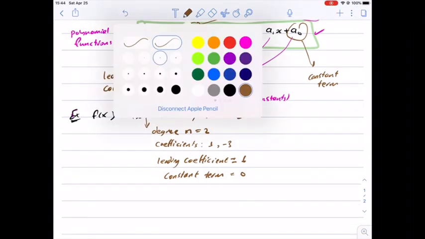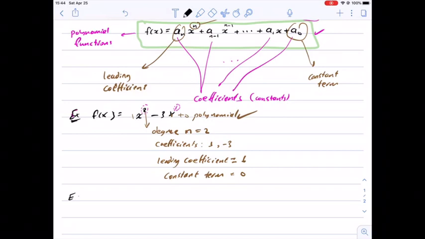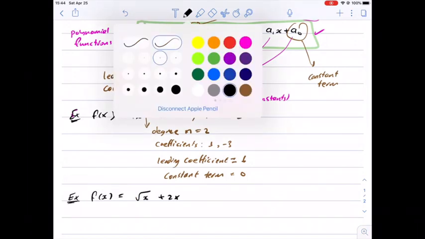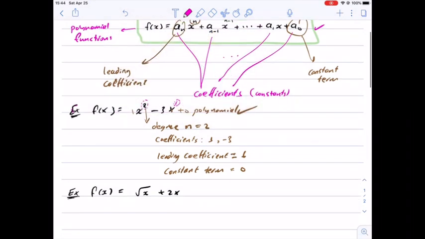Now, let's take another example. If we are given this function, is this a polynomial? Let's see. We need to first look at the powers. What is the power of square root x? This can be written as x to the power 1/2, plus 2x. The power here is non-negative, but this is not an integer. So this is not a polynomial.